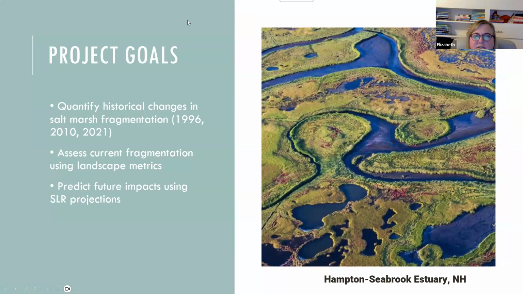So the goals for my project, I wanted to quantify historical change in salt marsh fragmentation from 1996 to 2010 and 2021. And then I wanted to assess current fragmentation. I used metrics like FragStats, and then I wanted to predict future impacts. But unlike Tiffany, I didn't use SLAMM. I used NOAA's projections. And this right here is another view of one of the estuaries with the salt marsh fragments.